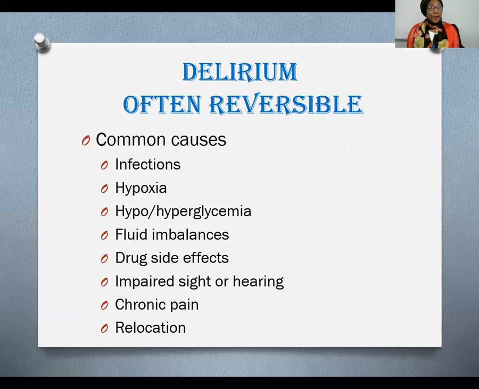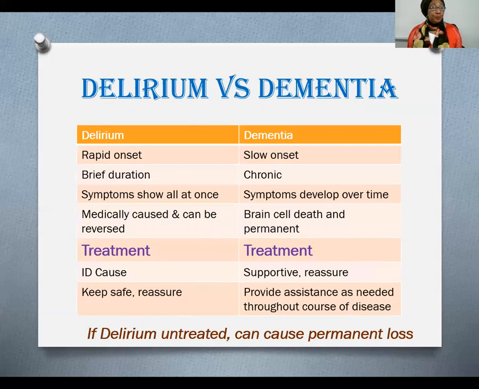Common causes of delirium, and this can be easily reversed: infections, hypoxia. When you do not have enough oxygen, you can become delirious. People with diabetes easily get delirious. Fluid imbalance, sometimes side effects of drugs, impaired sight or hearing, chronic pain, and relocation. When somebody relocates to a new place, sometimes they can become delirious because they do not know where things are. They are not familiar with that environment. They can be confused. You should have that table in your book. You can look at it.